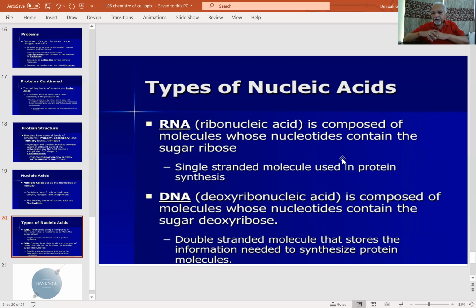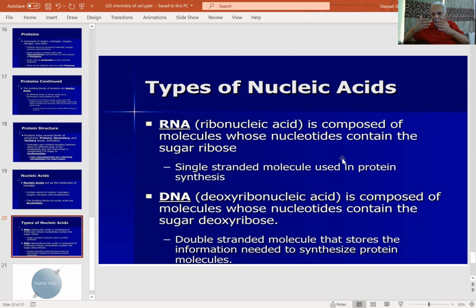Then you have the DNA, deoxyribonucleic acid, which also contains a sugar molecule and phosphorus. It's a double-stranded structure, and it is this molecule where the information about the kind of protein to be synthesized within the cell is contained. So DNA contains all the information about different kinds of proteins needed within the cell, and that building block we call genes. So there is a protein and there is a gene.